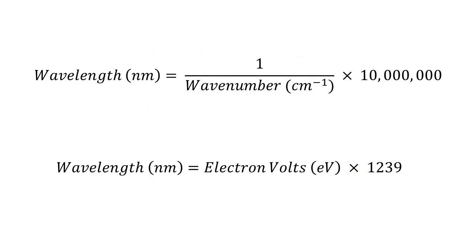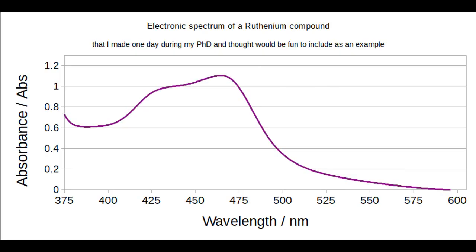These energies can also be expressed in wave numbers or electron volts, according to the equations on screen. Spectroscopists use different units in different contexts. If you measure how much light a sample absorbs at different wavelengths of light, you can take what is known as a UV visible light absorption spectrum.